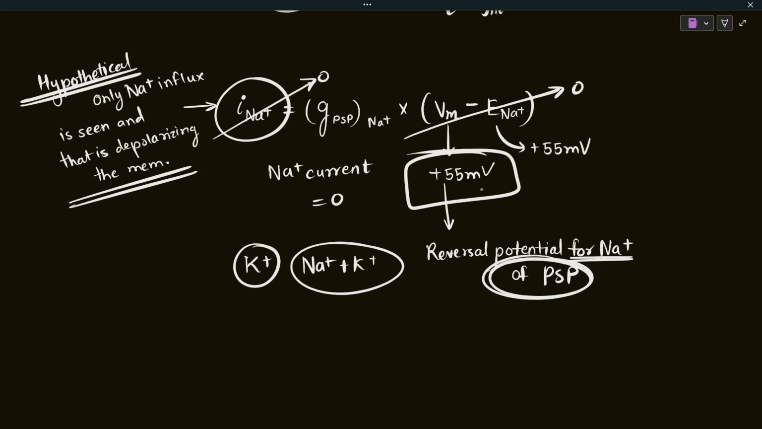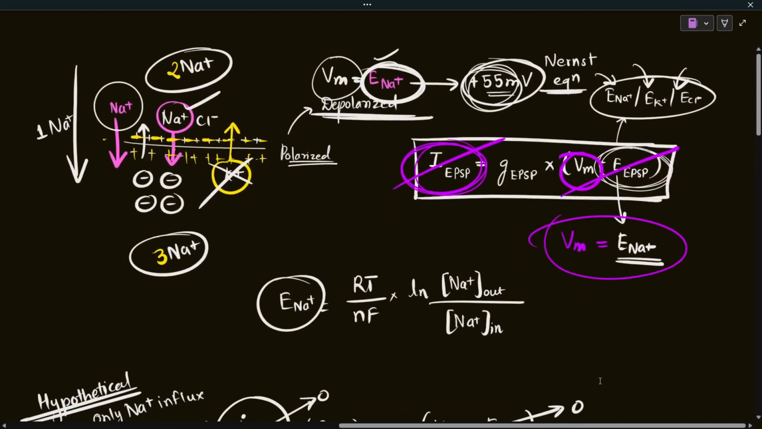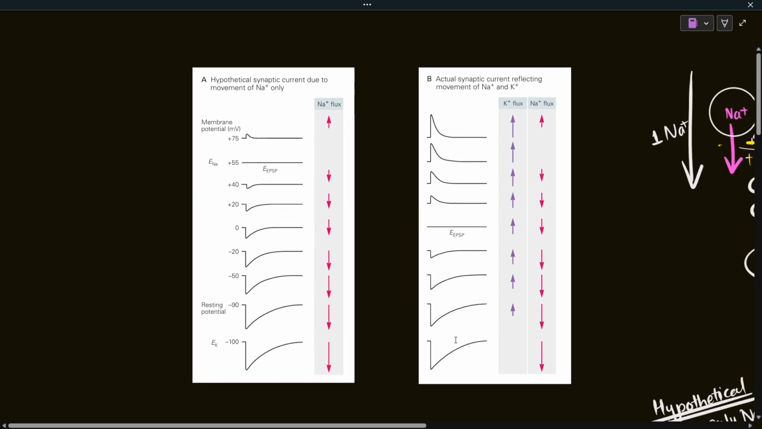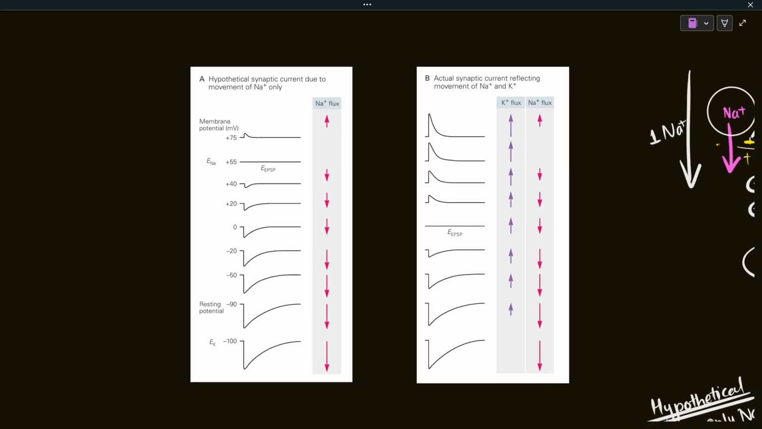Okay, so let's take a look at what the results were when the scientists set the membrane potential to plus 55 millivolts. I have a diagram for those cases. So here is the diagram. I've taken it from the Principles of Neural Science book, written by Eric Kandel.